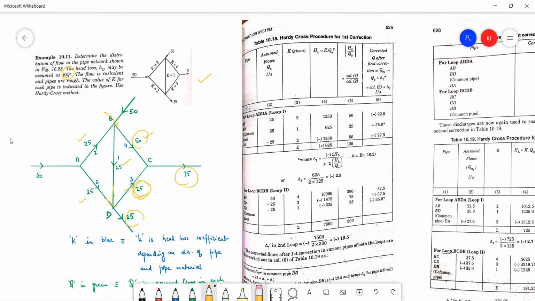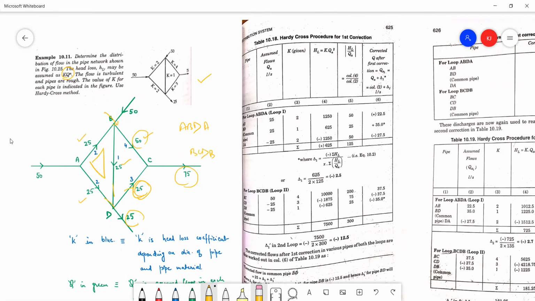Right, now we will select the loops. So one loop is this one, A, B, D. The other loop is B, C, D. Let's just complete the loops. We'll say A, B, D, A and B, C, D, B.